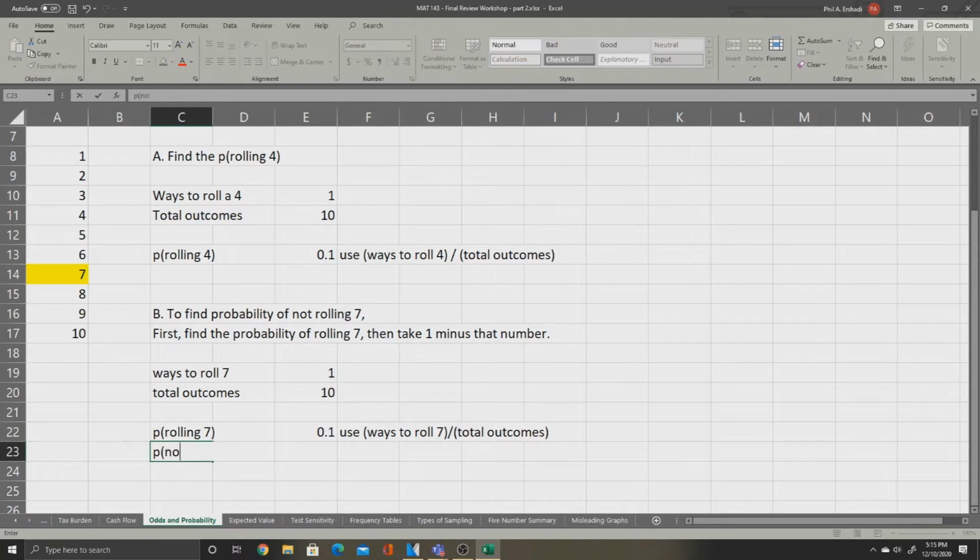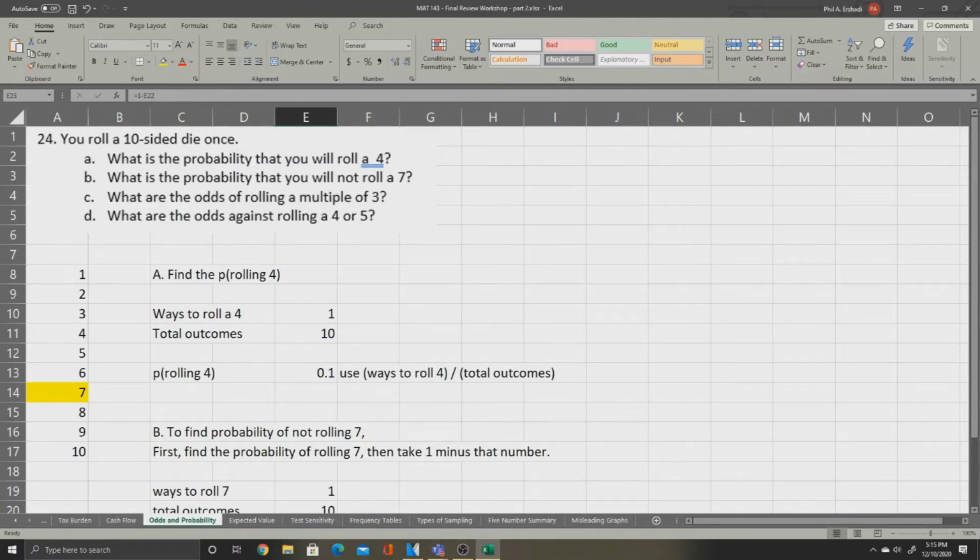So for our probability of not rolling 7, we use 1 minus the probability of rolling 7. Anytime you want to find the probability of not doing something, we take 1 minus the probability of doing that thing. So 1 minus this gives 0.9. This is going to be our answer for part B.